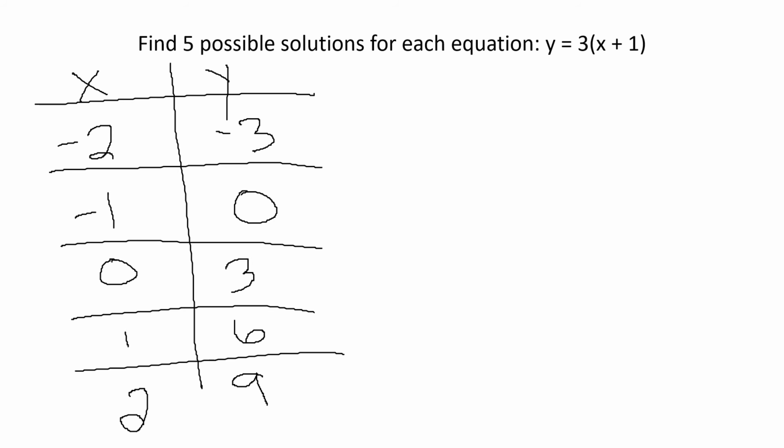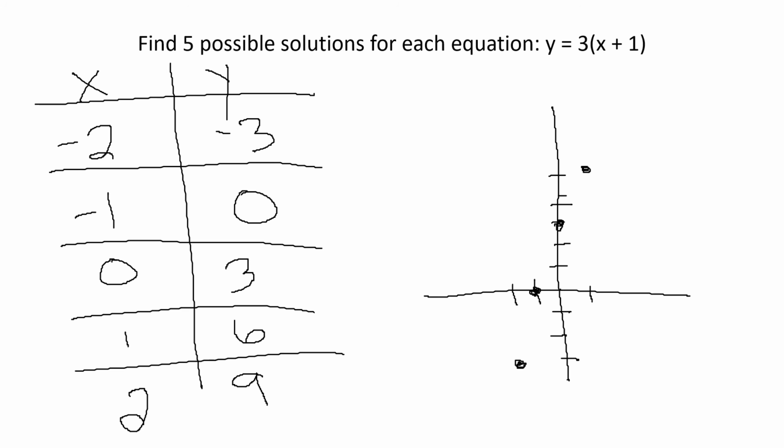I'm going to make a coordinate system. There's my x, and there's my y. And I'm going to plot my points. This one's going to have to go up to 9, so I'm going to draw this a little bit higher on my axis. When x is -2, y is -3. When x is -1, y is 0. When x is 0, y is 3. I'm going to run out of room. When x is 1, y is 6. When x is 2, y is 9.